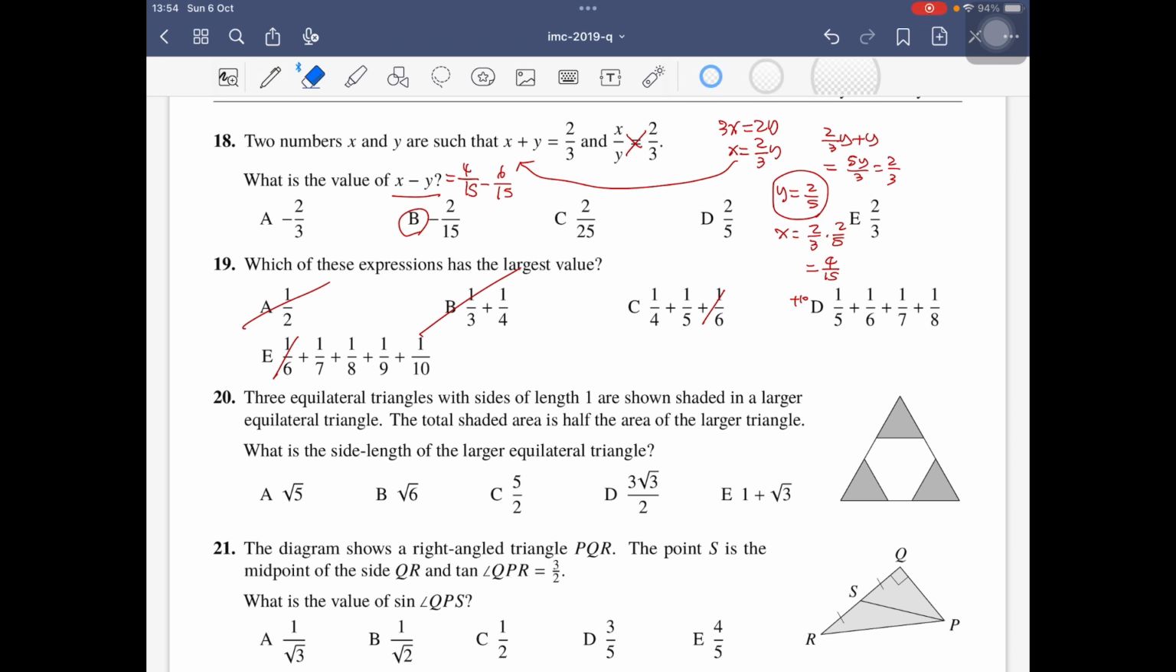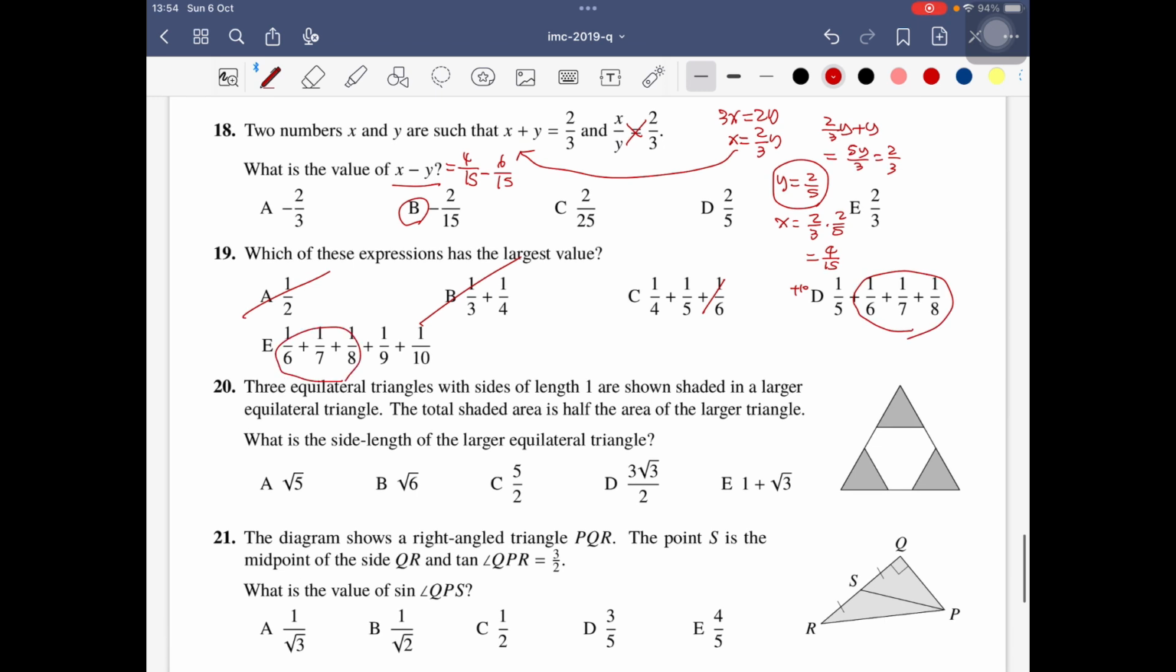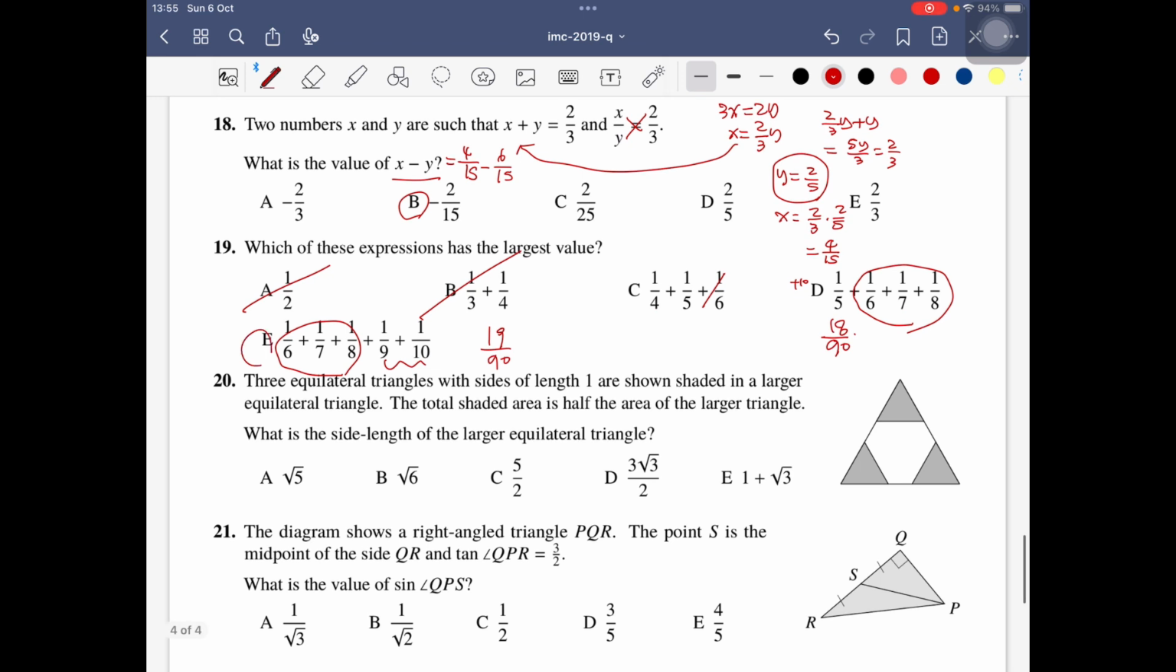Let me compare with D and E just to be on the safe side. So this and this are the same, and this is 19 over 90. This one is 18. Oh, this is larger. This is larger, but 1 over 90 larger.